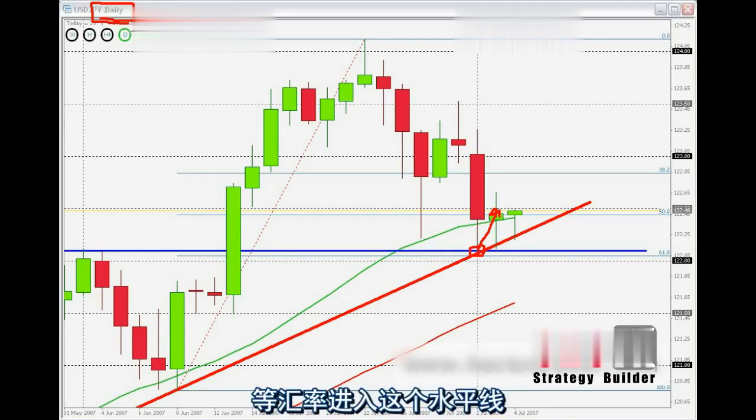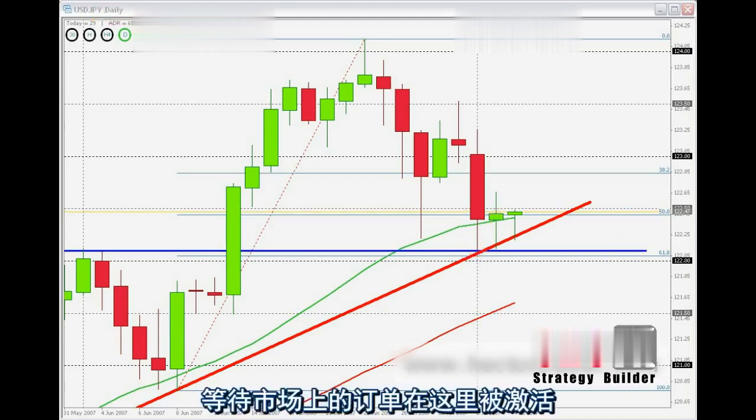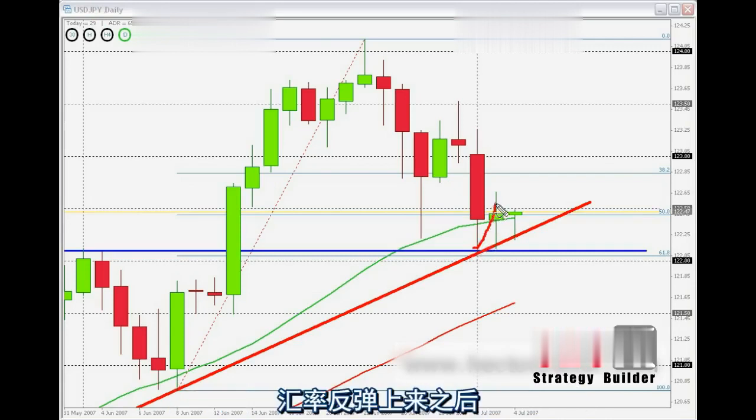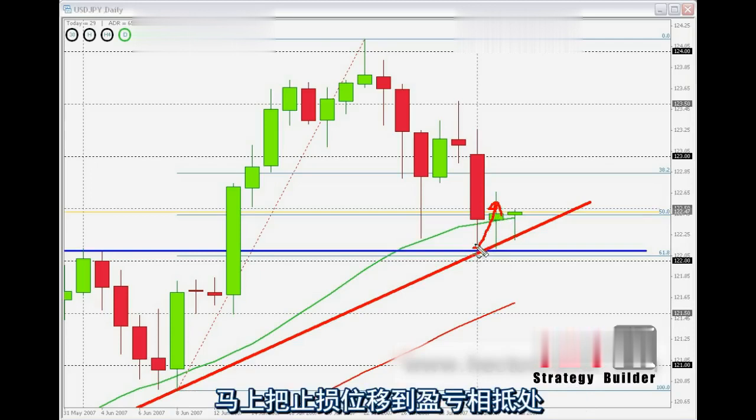So here's the idea: to get filled in right above that level. Let those many orders that are waiting in the market to be punched in, just like yours, many limit orders, get a quick bounce to the upside, and quickly move the stop to break even.